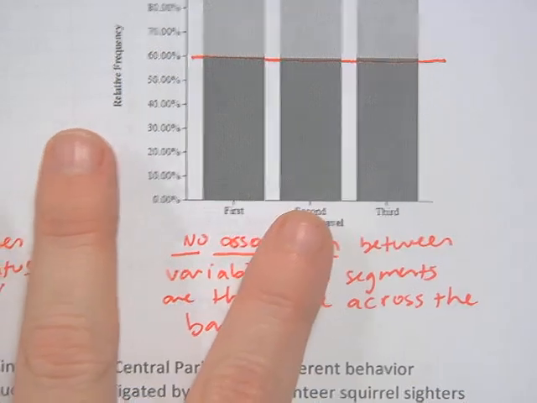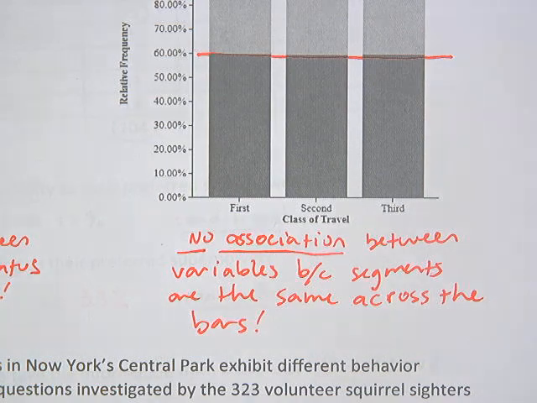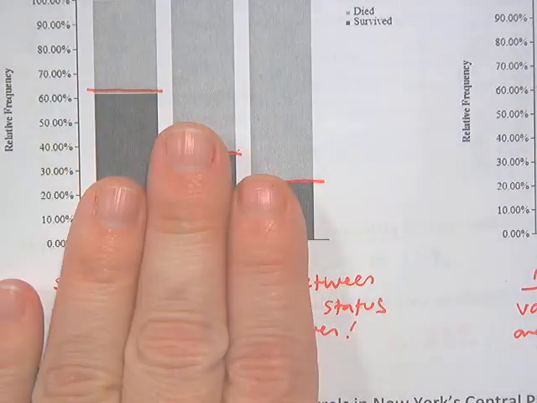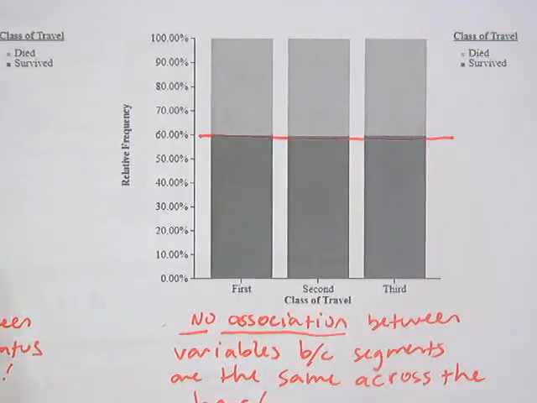Okay, so that was the second piece of what I needed to tell you today. Not only do you need the skill of making one of these, but you need to be able to analyze it, and it's really easy. If everything's all jumbled up and uneven, yes, there is an association. If everything is nice and neat and straight across, then there's no association there.